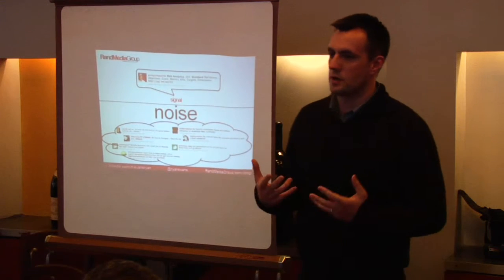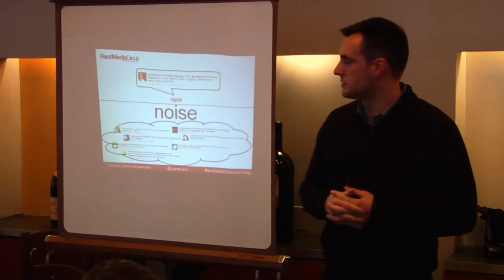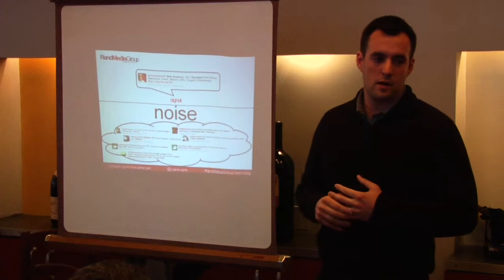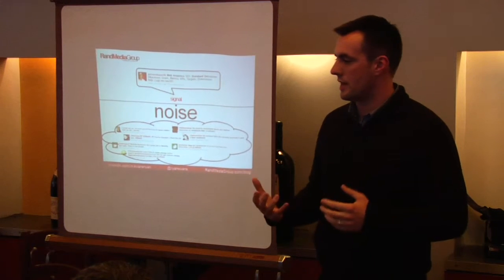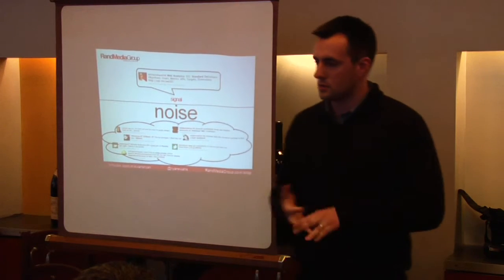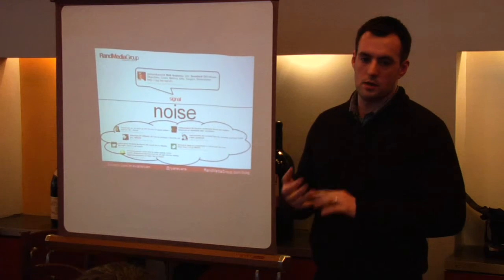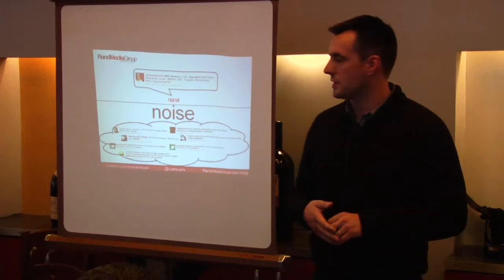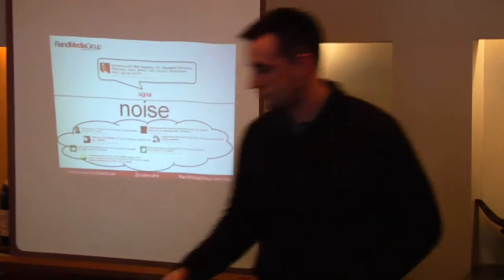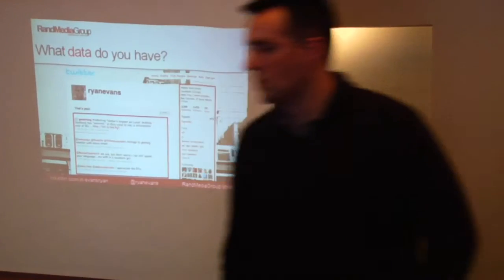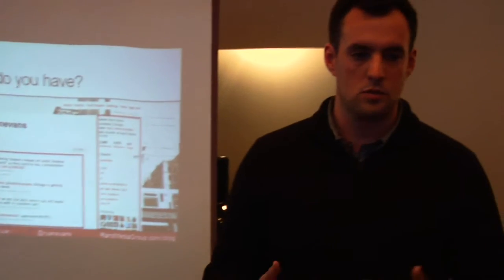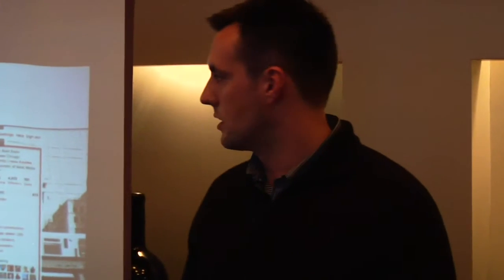The problem with Twitter, as a lot of you probably know, is that there's a lot of noise. It's very difficult to filter through that because there are so many users, and there are 12 billion tweets a month. It's very difficult to get to a user, get to the information that you want. So what data do you have available to you to filter through some of this noise?